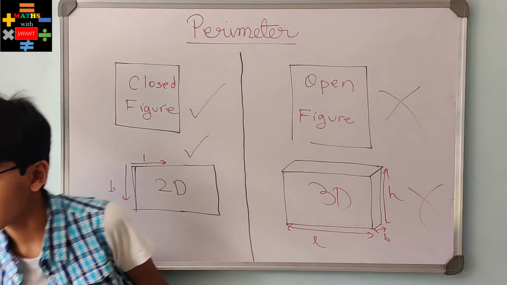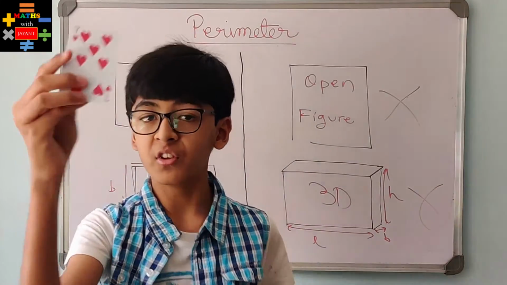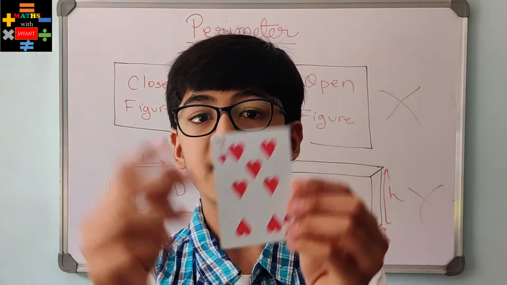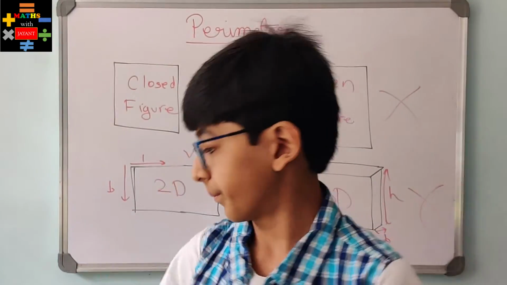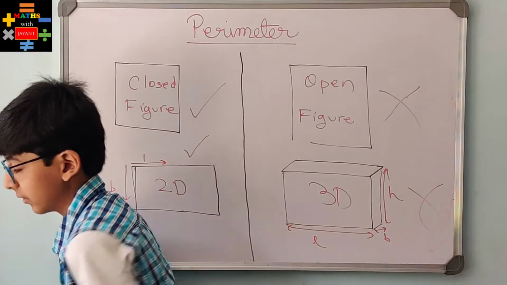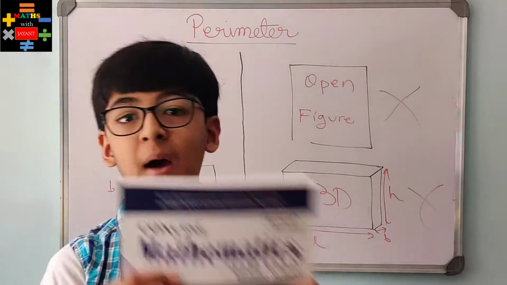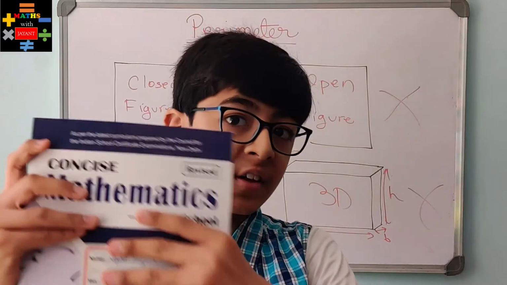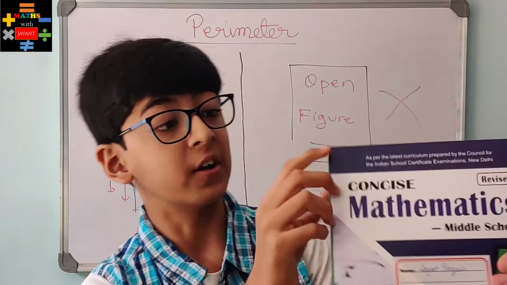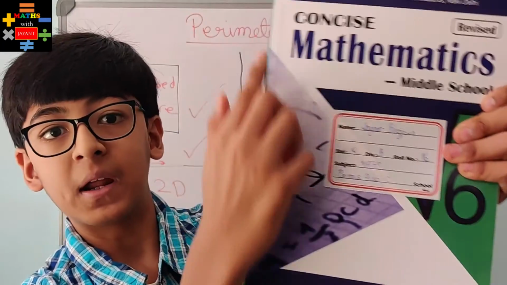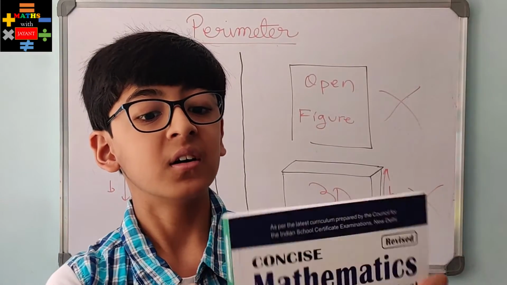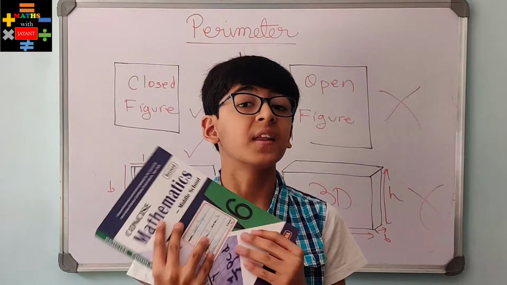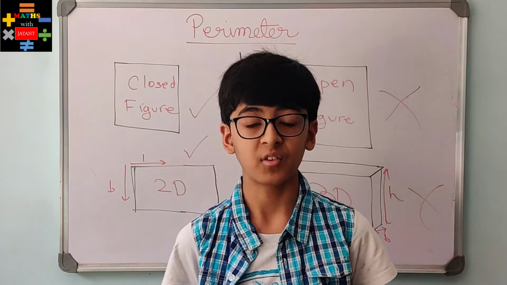So that means that a perimeter can exist in this card because this is 2D. It just has a length and a breadth. Whereas I take this maths book. In this book, we see that this is a 3D shape because it has a length, a breadth, and a height also. That is why the perimeter does not exist.